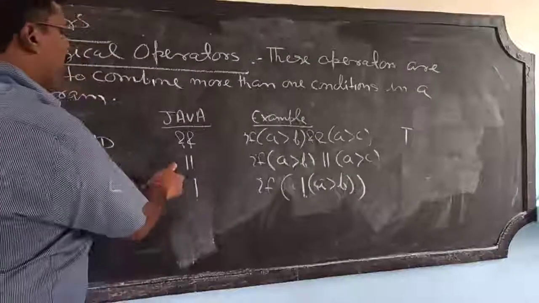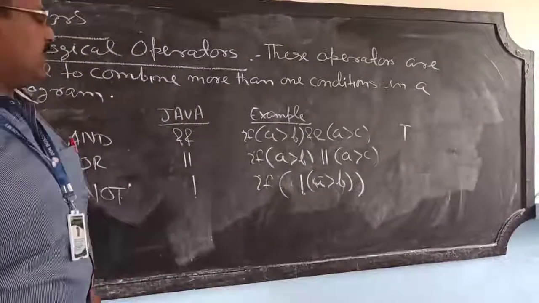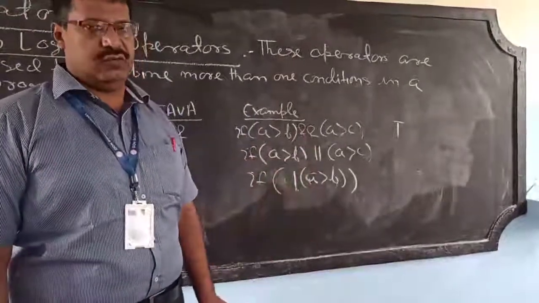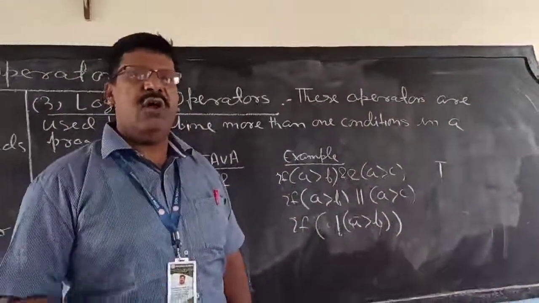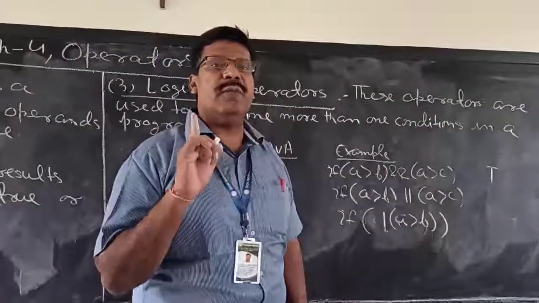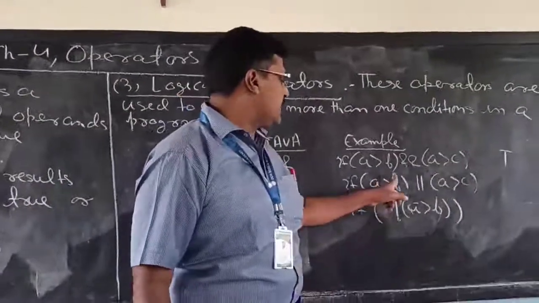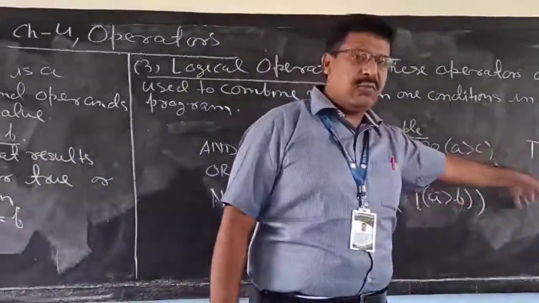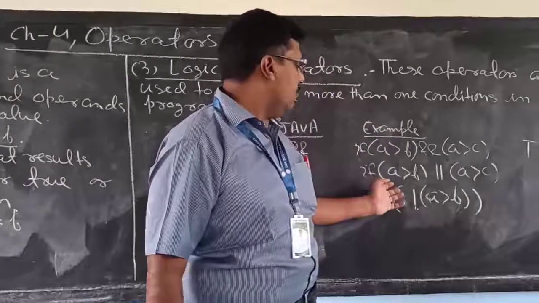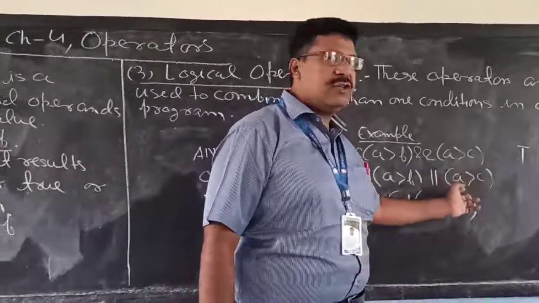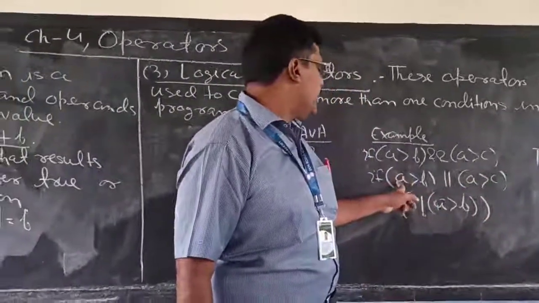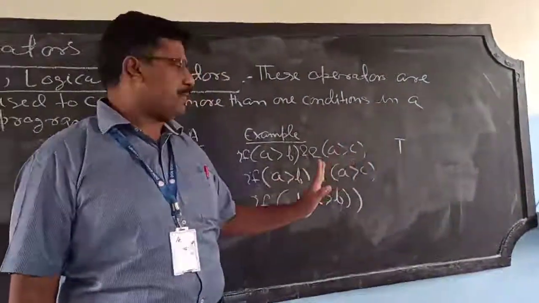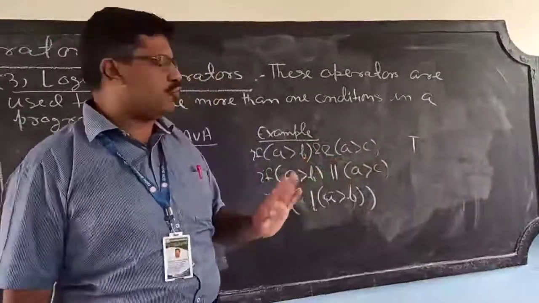Okay? This is called the OR logical operator. In the OR logical operator, what happens? If any one of the conditions is true, or both the conditions are true, then the output will be true. Like if A is greater than B or A is greater than C, if both are true, then the output will be true. If the first is true and the second is false, meaning A is greater than B, but A is not greater than C, then also the output will become true.